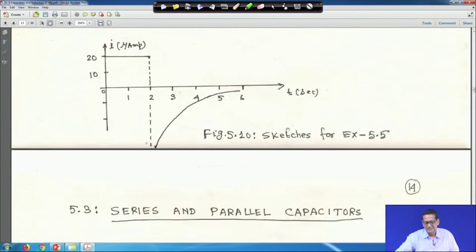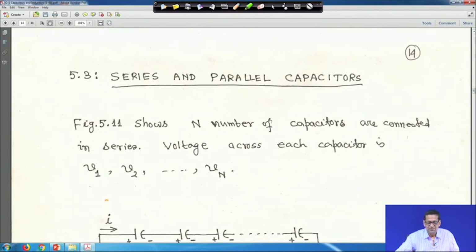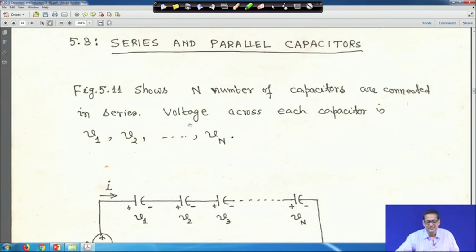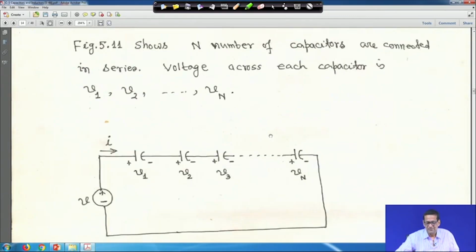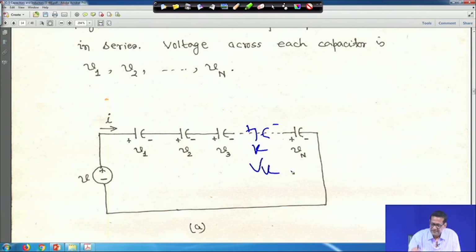Next one is series and parallel capacitors. Figure 11 shows n number of capacitors connected in series. Suppose you have this figure, you have n number of capacitors, and across each capacitor its voltage is V1, V2, V3 up to Vn. In between, some kth capacitor is also there, and the voltage there is Vk, and n is the last one.